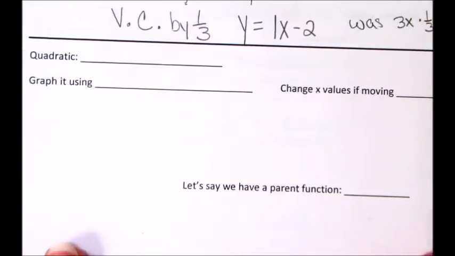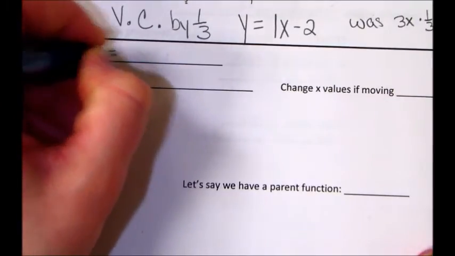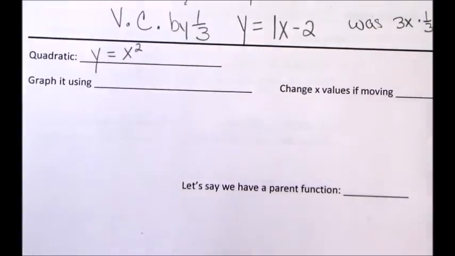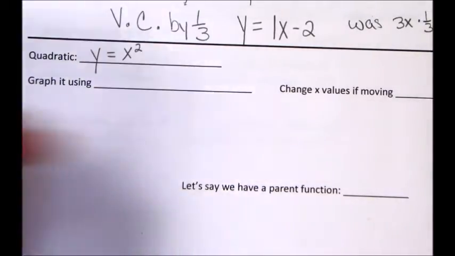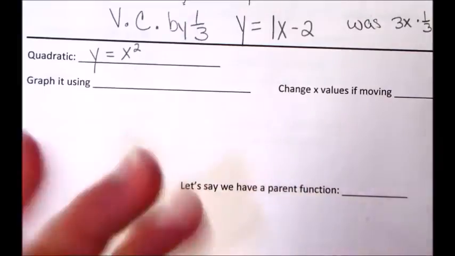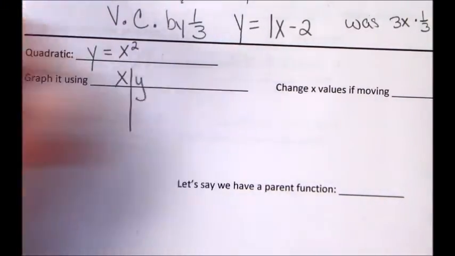Let's talk about quadratics. The most basic thing you need to understand right now is that quadratics have an x squared. There's a lot more about quadratics we could talk about, but right now let's just understand quadratics have an x squared. You don't know how to graph these, but we should maybe from Algebra 1, but we haven't talked about it yet. You do graph it using an XY chart like that.